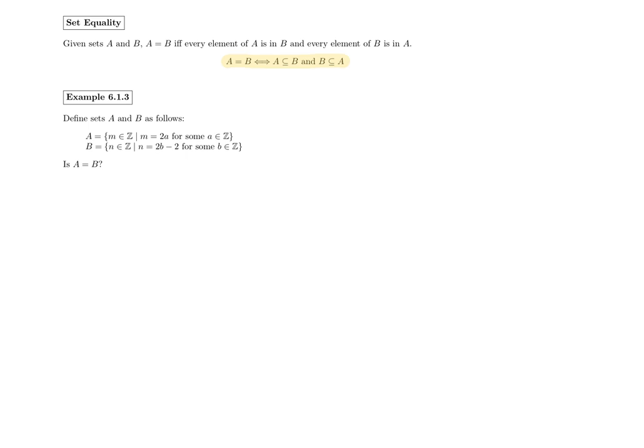So let's define sets A and B as follows. A is the set of integers m such that m equals 2a for some integer a. And B is the set of integers n such that n equals 2b minus 2 for some integer b. We want to know, is A equal to B? Well, let's try it. Our statement would be that A equals B for the given sets A and B.